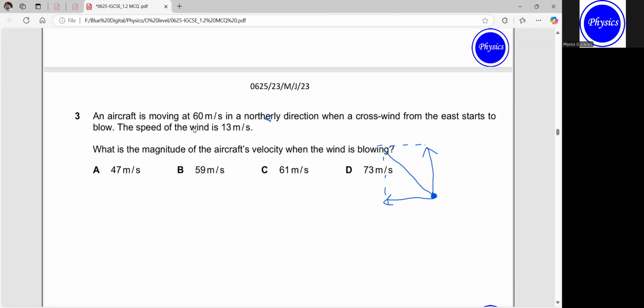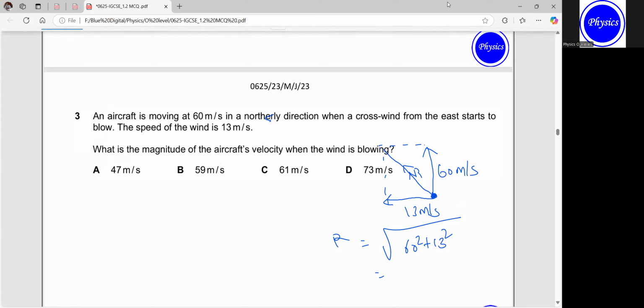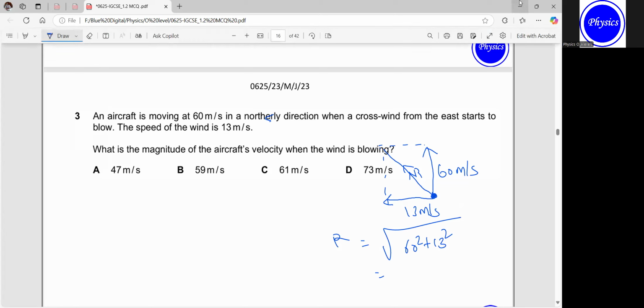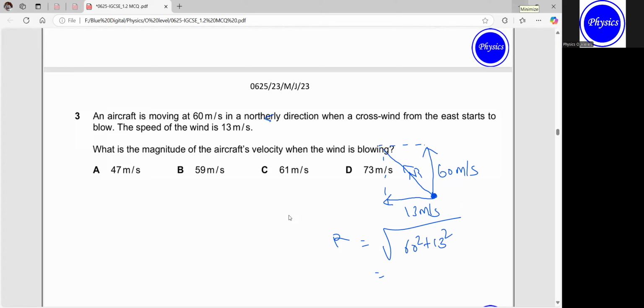This type of question is very easy. The aircraft speed is 60 meters per second, and the wind is 13 meters per second. So we find the resultant R. R is equal to square root of 60 square plus 13 square. What would be the answer? 60 square plus 13 square is 61.3 something. So it's C. Yeah. Okay, the next question.